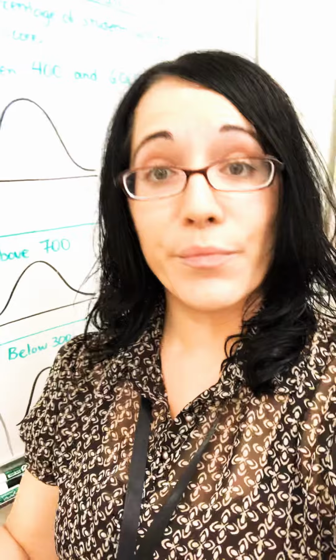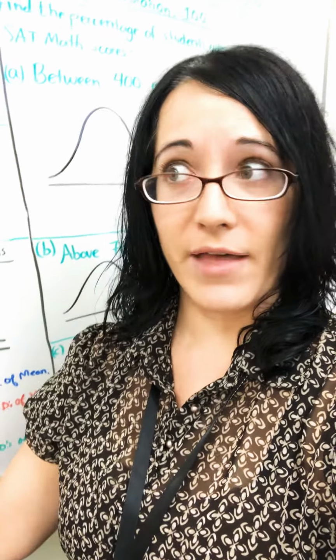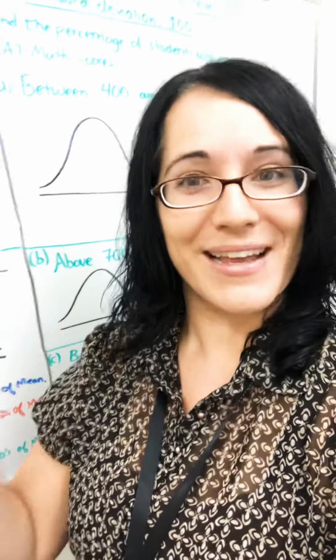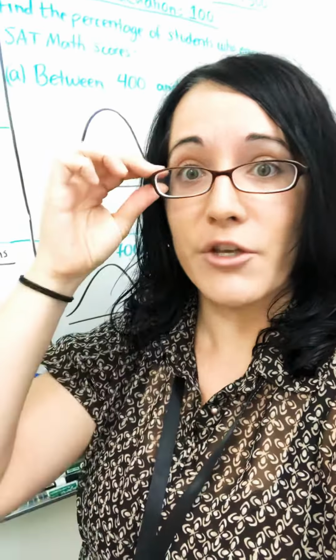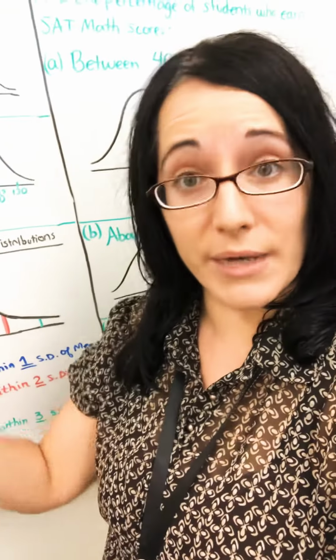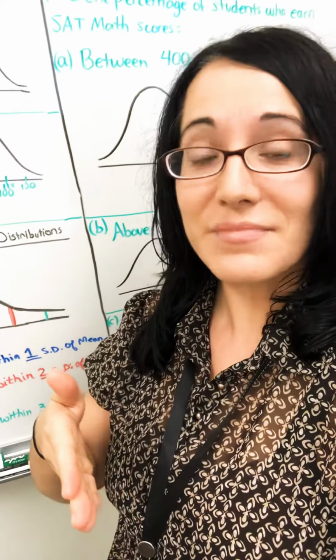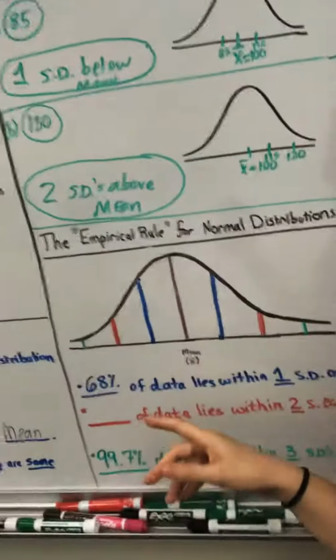So if this was IQ, 68% of the population would have an IQ score between 85 and 115, we said, because the standard deviation for IQ scores was 15 and the mean was 100, right? So we would know that 68% of the population would be expected to have an IQ score between 85 and 115. What about 2 standard deviations outside of the mean or beyond the mean? So let's take a look.